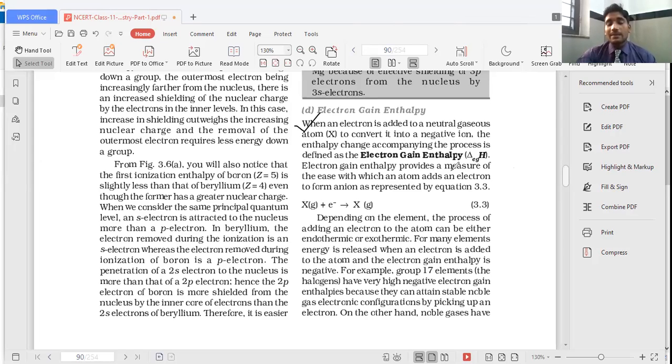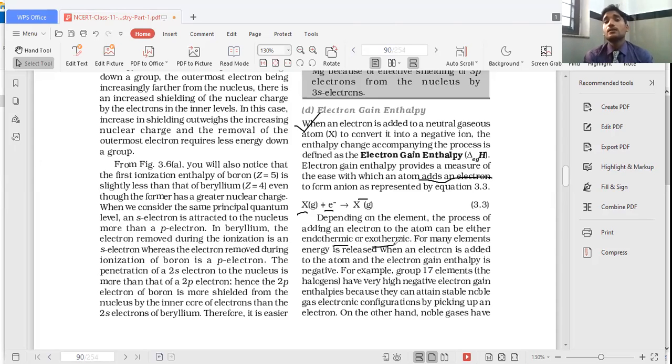So, electron gain enthalpy provides a measure of ease with which an atom adds an electron. In ionization enthalpy, removal of an electron was happening, here addition is happening, simple, okay? So X receives one electron to convert into X minus. Depending on the element, the process of adding of electron to an atom can be endothermic or exothermic. If an atom is having more tendency to get an electron, right, the process will be exothermic, because by addition of the electron it will become stable, right?